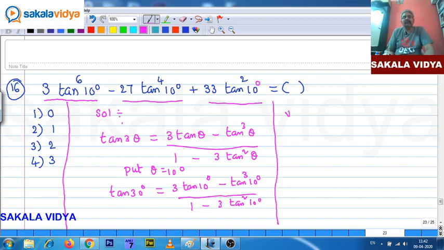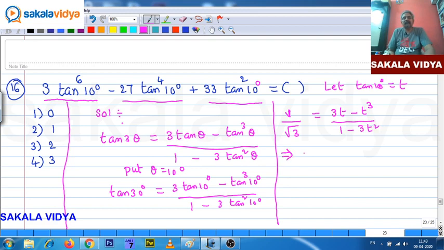Tan 30 degrees is equal to... okay, one thing let us do. Let us assume tan 10 degrees is equal to t. After simplification, we can put t for tan 10 degrees. Okay, tan 30 is 1 by root 3. Am I correct? Tan 30 is 1 by root 3, equal to (3t minus t cube) upon (1 minus 3t square).